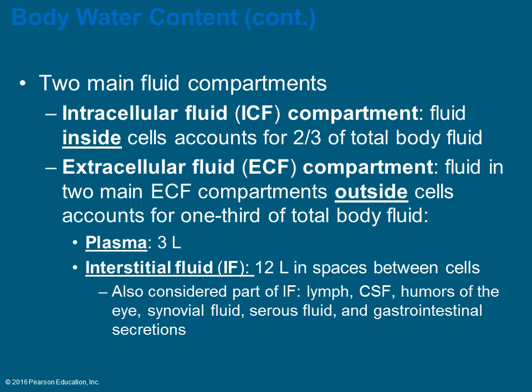The ECF, or extracellular fluid, is outside the cell, and this can be even further subdivided into two components, either the plasma or what we call the interstitial fluid. The interstitial fluid would be the space between the cells. It would also include things such as the lymph, your cerebrospinal fluid, synovial fluid, anything that's basically outside the cell but not in the blood.